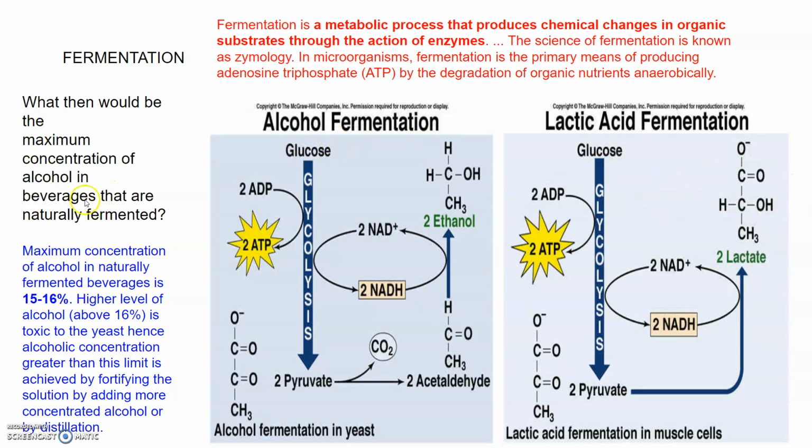First, what would be the maximum concentration of alcohol in beverages that are naturally fermented? Now, the maximum concentration of alcohol in naturally fermented beverages is 15 to 16%. Why? Because a higher level of alcohol becomes toxic to the yeast and the yeast can die. So, therefore, if the alcohol concentration is greater than this limit, it has to be added by fortifying or by adding more alcohol through distillation.